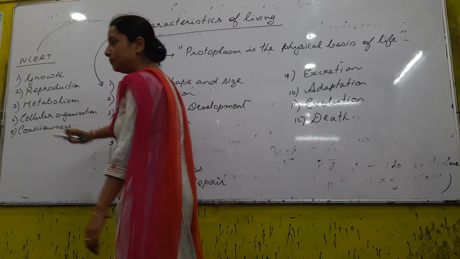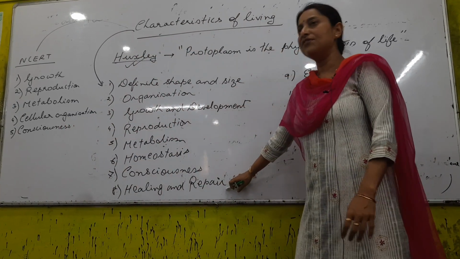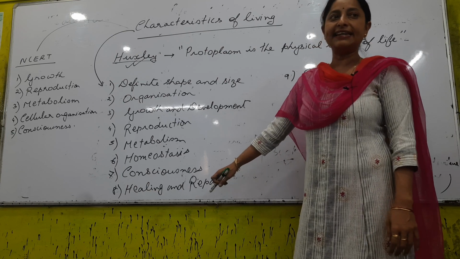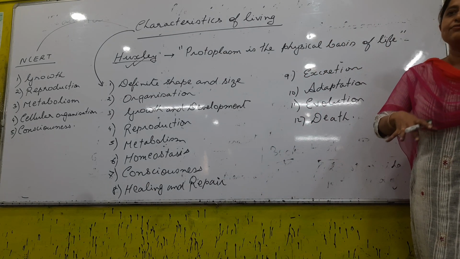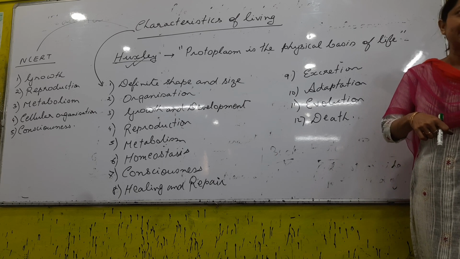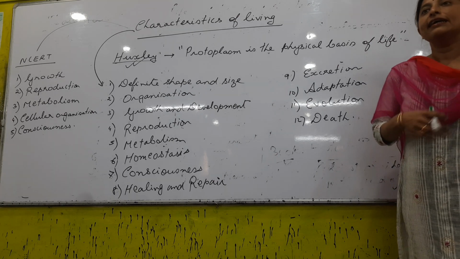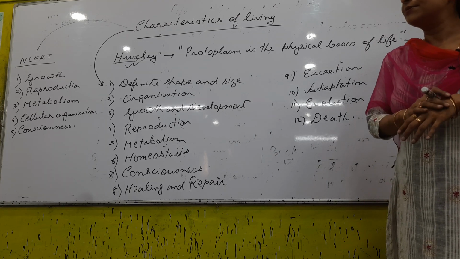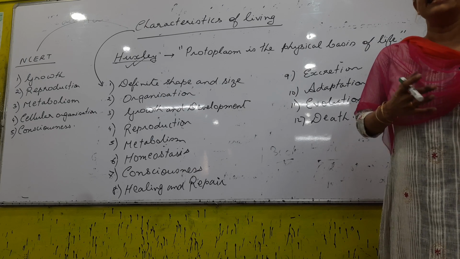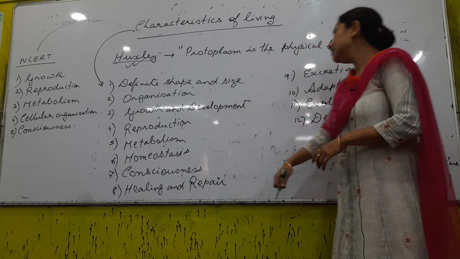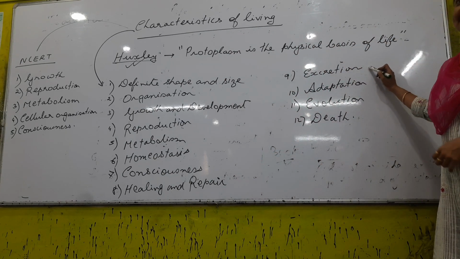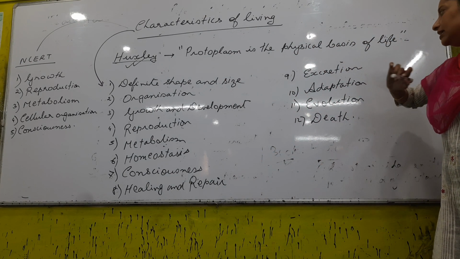Okay, next is consciousness. Next is healing and repair. I think this is a word that we understand. Healing and repair means, if you get a cut, the organism heals by itself. Suppose you develop a cut all of a sudden, after a few days this cut will heal. Repair and healing does not happen in non-living things. So this is seen only in living organisms, right? Next is excretion. We understand excretion is something that is seen only in living.